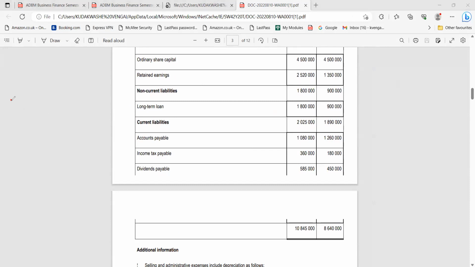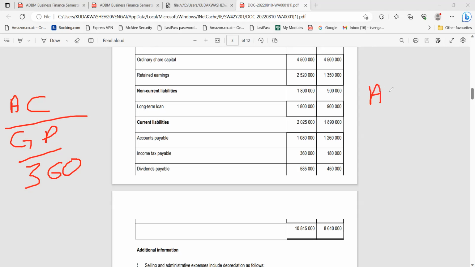So accounts payable divided by credit purchases divided by 360. Or if you use my formula, it's accounts payable divided by credit sales multiplied by 360, like this. Makes things a little easier, right? So you check the numbers.